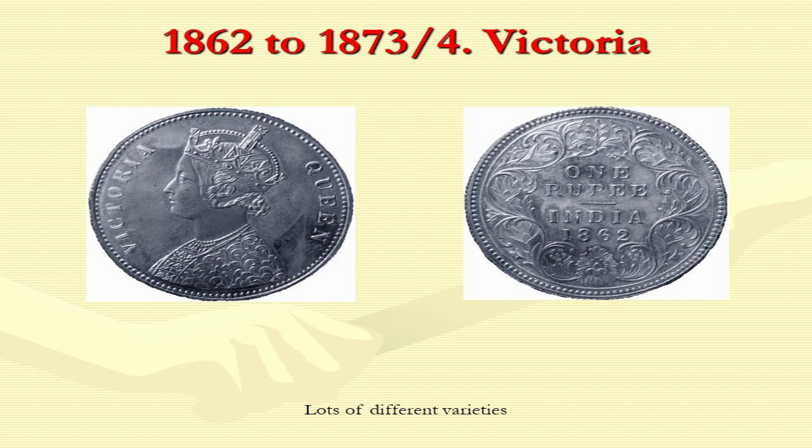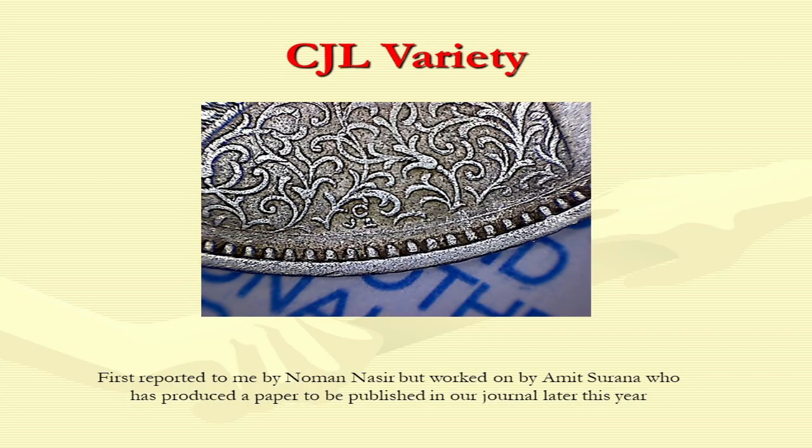Now this means that these coins were produced over many years and in hundreds of millions. So of course there are lots of different varieties of these coins, and I just want to mention one particular variety here because I promised this chap I would, and this is a new variety that's recently been discovered. We're calling it the CJL variety, and you can see here the initials CJL. And this was first reported to me by a chap called Noman Nazir.